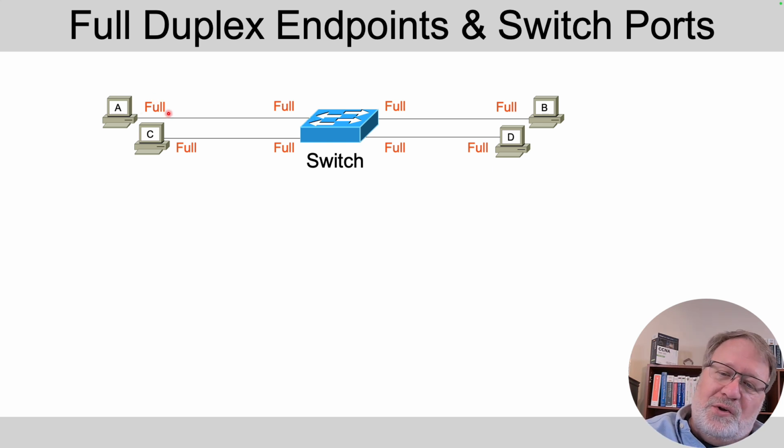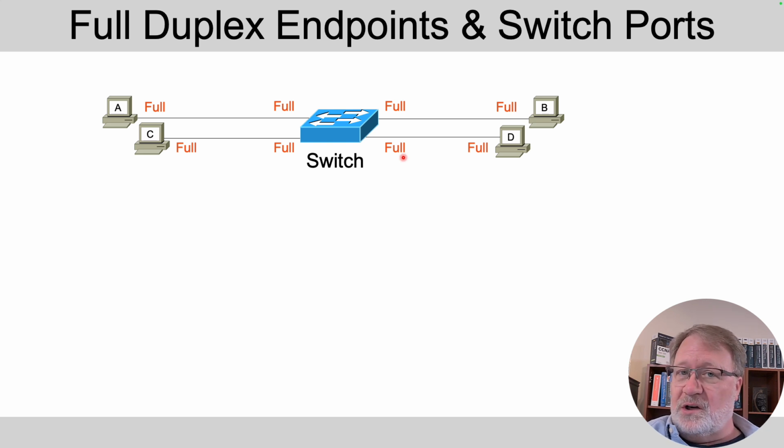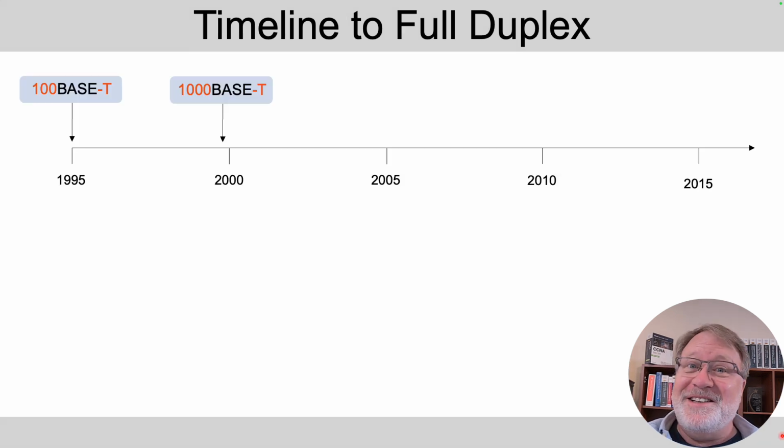And here's the deal. If the endpoint uses full duplex, we want the switch port to use full duplex. We want it to match. So we want full and full on both ends of each link in order for things to work correctly. What you should see today are switches and full duplex everywhere, okay?